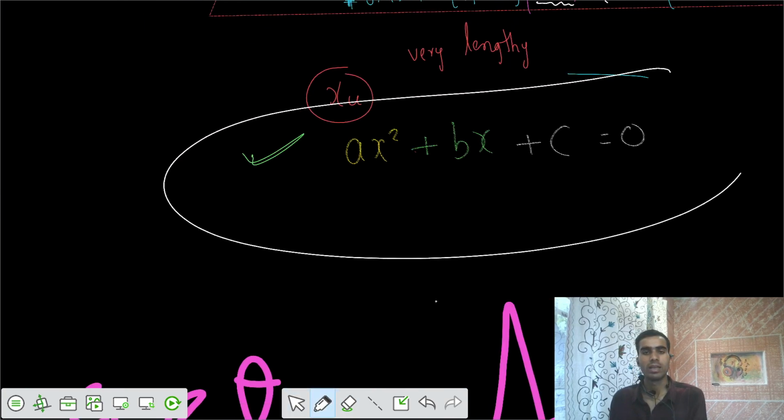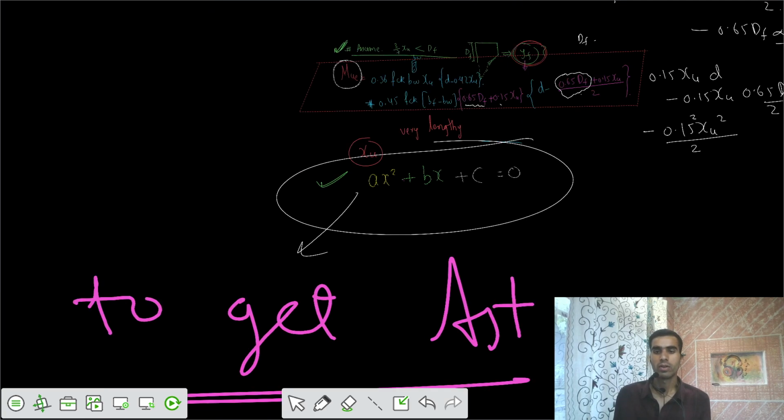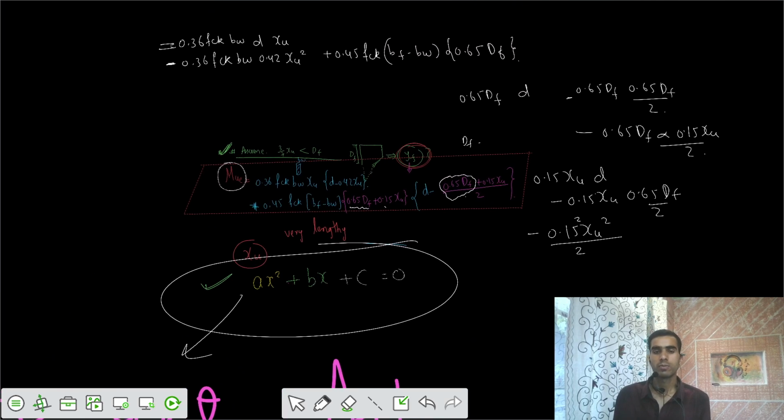We are going to see it in the problem itself. So we have to calculate. Finally, this part is lengthy.